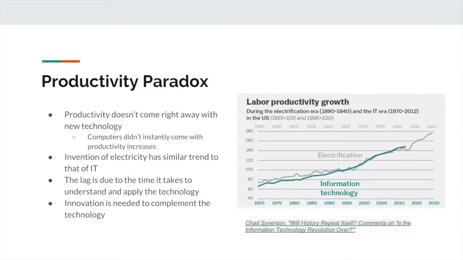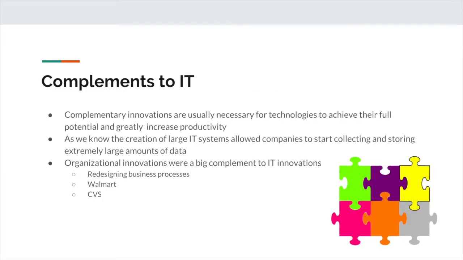Okay. So as we know from the productivity paradox, technological innovations typically need to be accompanied by a complement to greatly increase their productivity and push the curve out, if you will. So if we're thinking about this in terms of information technology, the large creation of IT systems has started allowing companies to store and collect really large amounts of data. And we can think of this as our automate and informate course tie-ins.